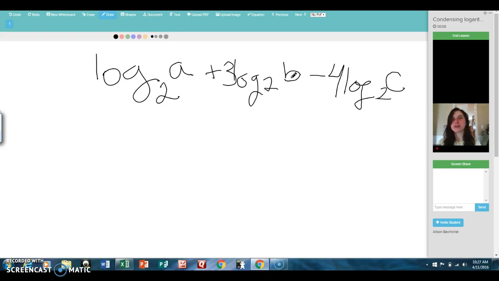I've got a log expression here that needs to be condensed. So the first thing we're going to do is take a look at the coefficients here in front of the second two terms. So I'm talking about this 3 and this 4.